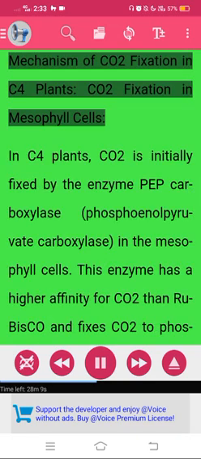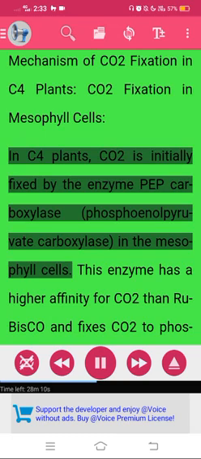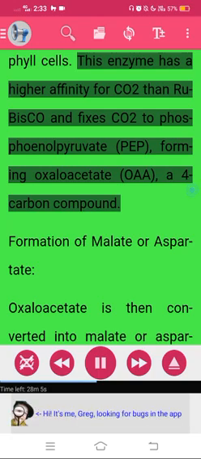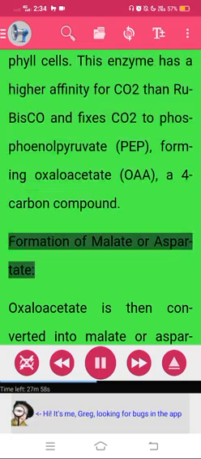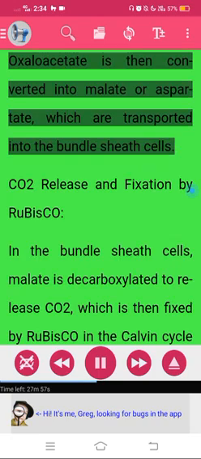CO2 fixation in mesophyll cells. In C4 plants, CO2 is initially fixed by the enzyme PEP carboxylase, phosphoenolpyruvate carboxylase, in the mesophyll cells. This enzyme has a higher affinity for CO2 than Rubisco and fixes CO2 to phosphoenolpyruvate, PEP, forming oxaloacetate, OAA, a 4-carbon compound. Formation of malate or aspartate. Oxaloacetate is then converted into malate or aspartate, which are transported into the bundle sheath cells.